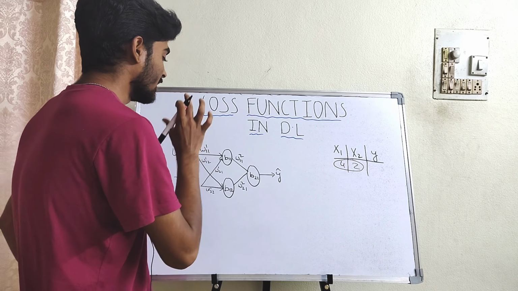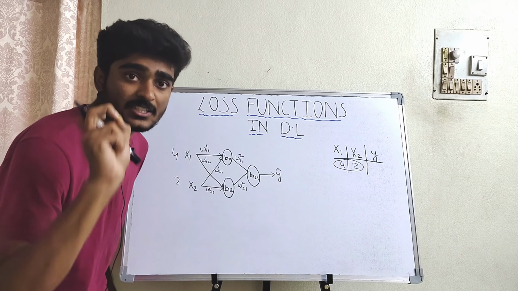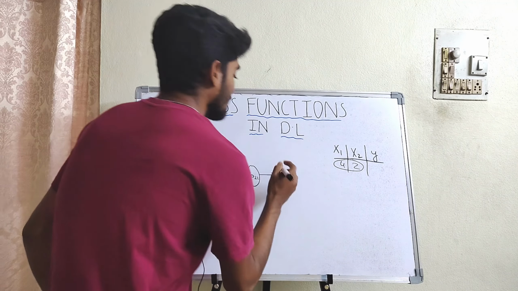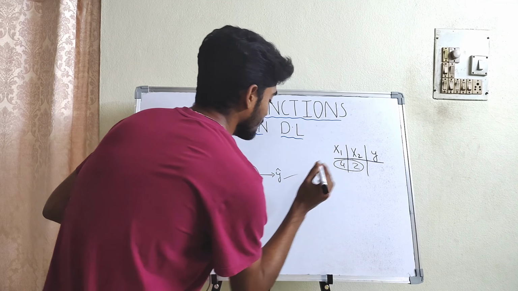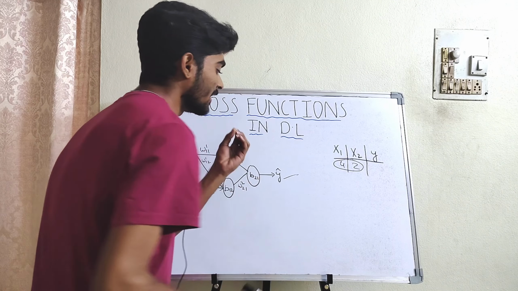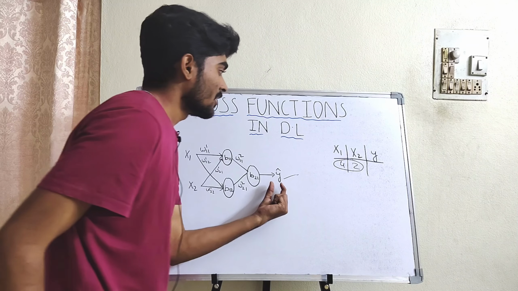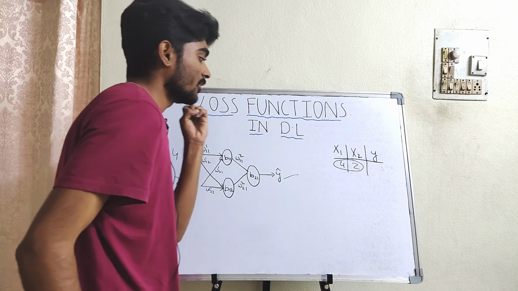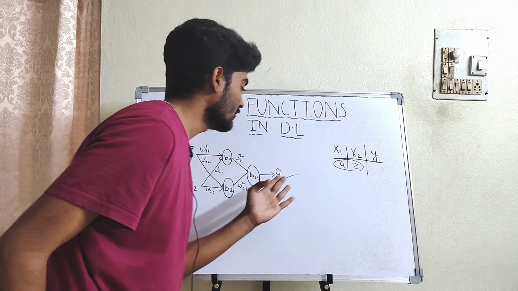When you're working on any neural network, initially these weights and bias parameters are randomly assigned. After this forward propagation, we have our predicted output y hat. At the initial stages of training, there will be a lot of difference between y, the true output, and y hat, the predicted output.